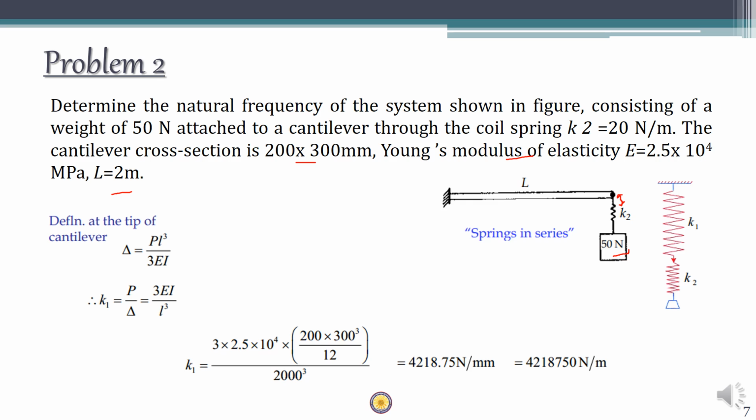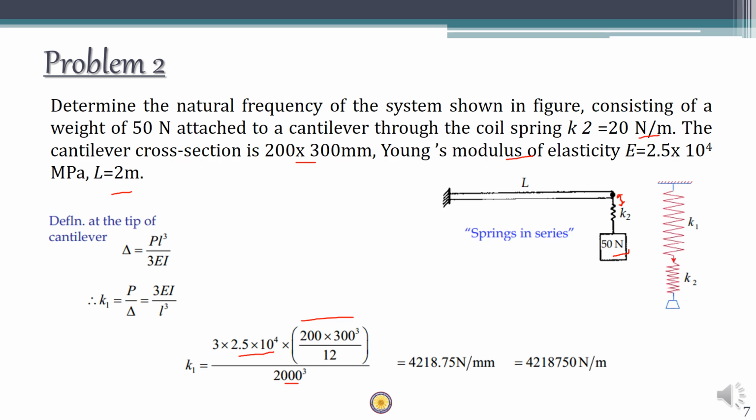The dimension is already given in millimeter. So I is equal to BD cube by 12, which is used here. 3 into E, which is already given in Newton per mm square, and length in millimeter substituted. You have K1 is equal to 4218.75 Newton per millimeter, which is nothing but 4218750 Newton per meter, because the stiffness of the spring coil is given in Newton per meter.